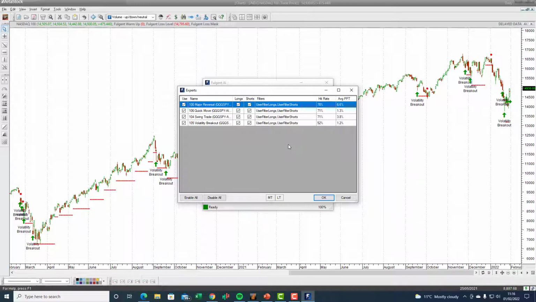The major market reversal strategy is on average 78% accurate with an average profit per trade of 6.6%. The quick move swing trade strategy is 71% accurate with an average profit per trade of 1.3%. The swing trade strategy is another fantastic multi-day position strategy for the swing trader, 71% accurate with 3.8% average profit per trade. And the volatility breakout trading strategy is 52% accurate with 1.2% average profit per trade. That's over thousands and thousands of data points, and these are quite high trading statistics considering we're trading indices.